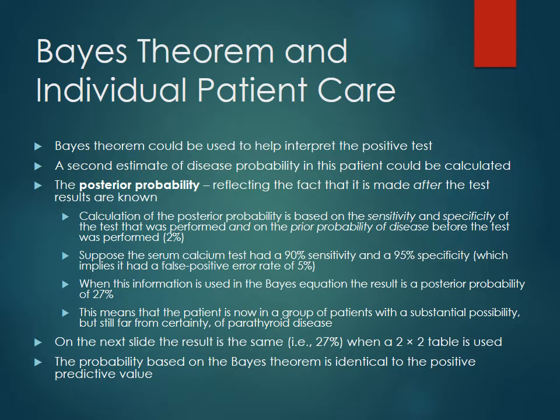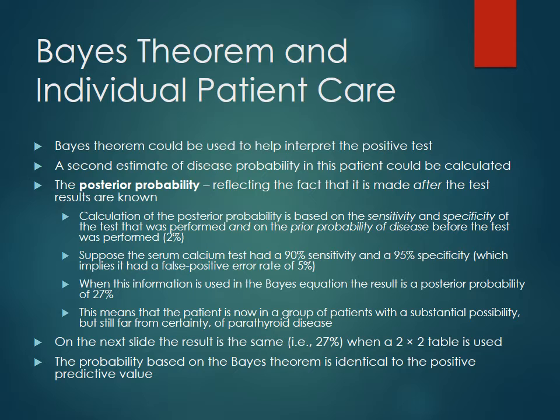So a second estimate of disease probability in this patient can be calculated now, because now that we have the test result, we can look at the posterior probability. This reflects the fact that it's made after the test results are known. We have this value back. How can we interpret it? The calculation of the posterior probability is based on the sensitivity and specificity of the test being performed and the prior probability of disease before the test was done. So instead of using prevalence here, we're using our prior probability, or what we thought the chances were of the patient actually having disease going in. In this case, it would be about 2%.